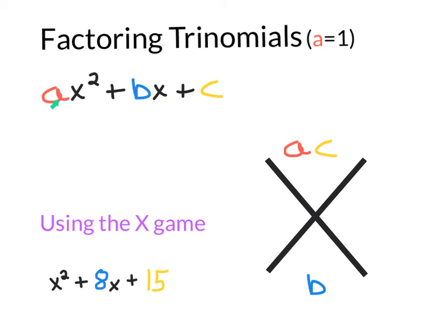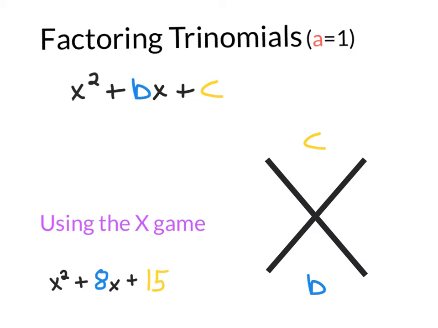The a is the coefficient of x squared, the b is the coefficient of x, and c is a constant, okay? Now, the number on the top is a times c. Well, in this first lesson, a is always going to be equal to 1. Well, if you multiply 1 times c, you really just end up with c. So for this first lesson, our number at the top is just going to be c.